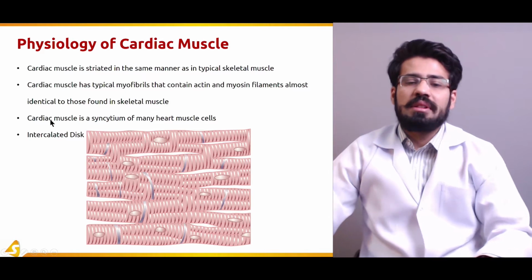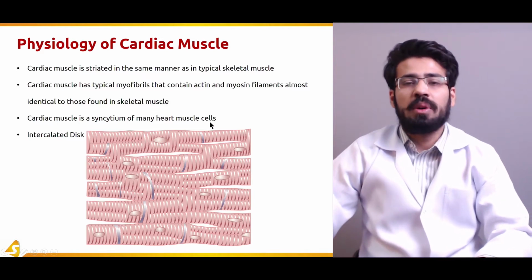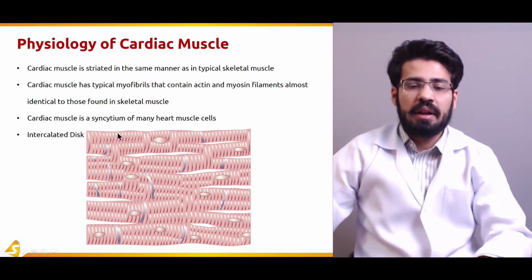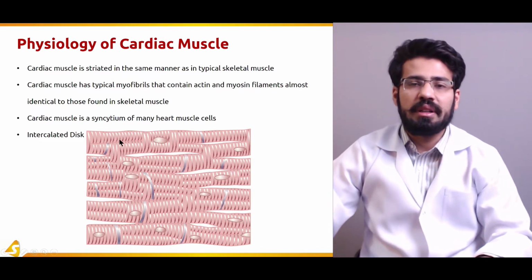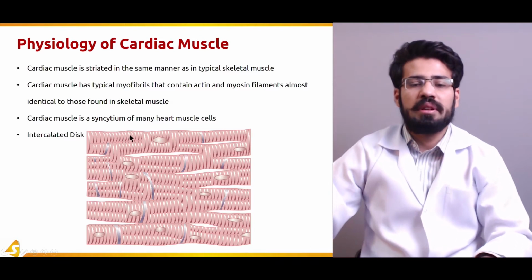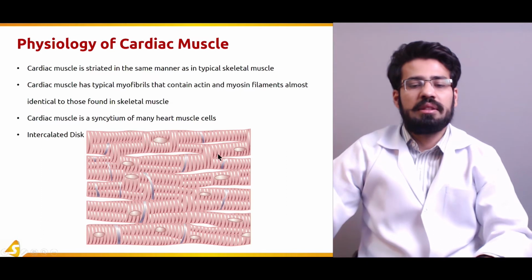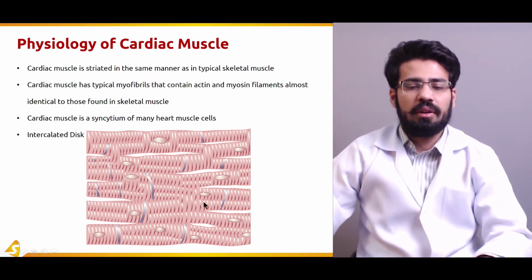The cardiac muscle is the syncytium of many heart muscles, and what I mean by syncytium is it contains the intercalated disc, actin filaments followed by the myosin filaments, then actin, then myosin filaments. These striated portions are the intercalated discs. Now let's move forward.